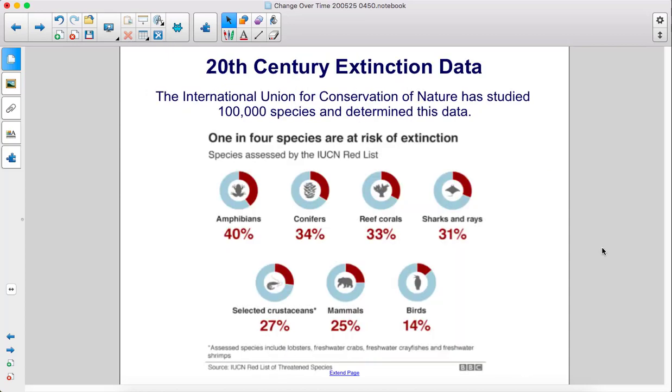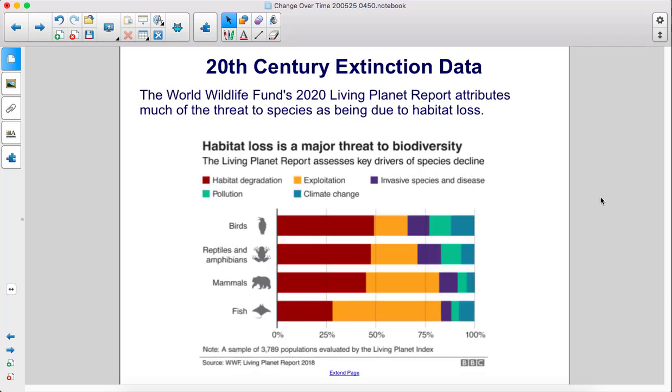The International Union for Conservation of Nature has studied 100,000 species and determined this data. 1 in 4 species are at risk of extinction. The World Wildlife Fund's 2020 Living Planet report attributes much of the threat to species as being due to habitat loss.